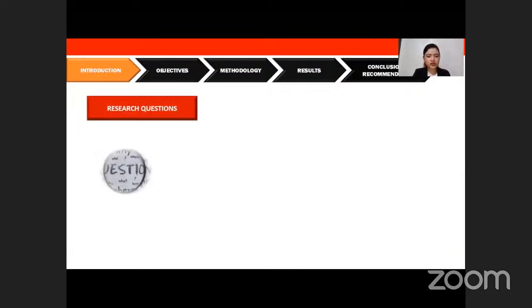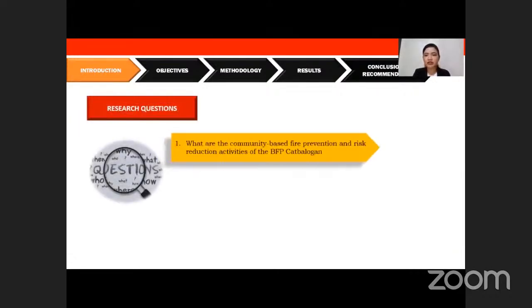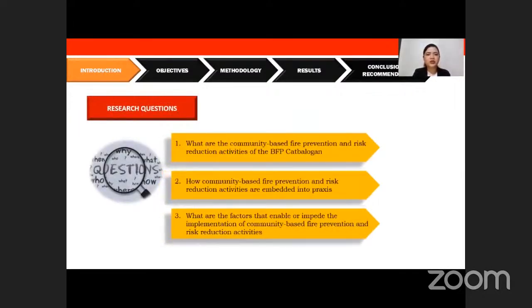Hence, the research questions for this research include the following. What are the community-based fire prevention and risk reduction activities of the BFP Catbalogan? How are community-based fire prevention and risk reduction activities embedded into community practice? What are the factors that enable or impede the implementation of community-based fire prevention and risk reduction activities?